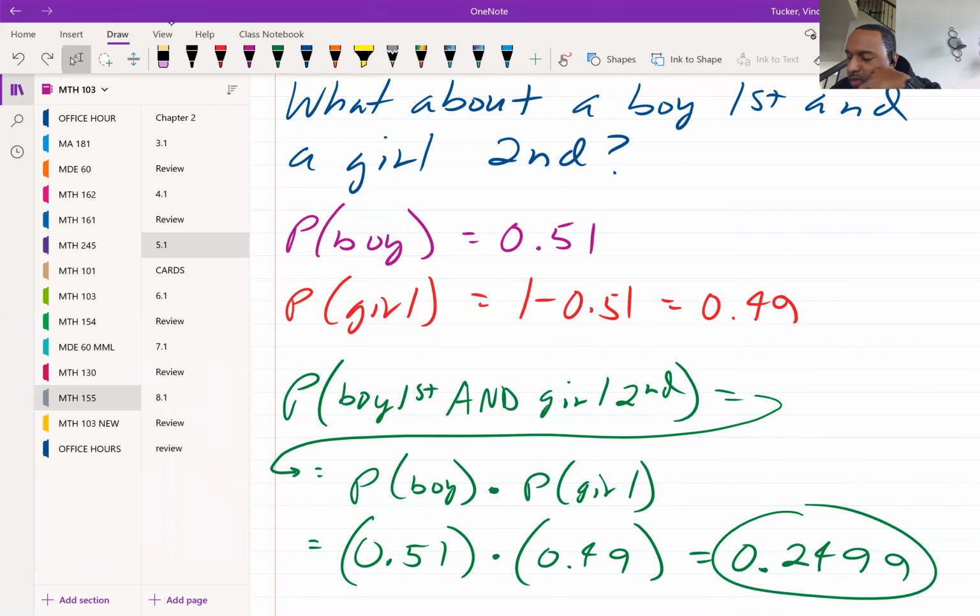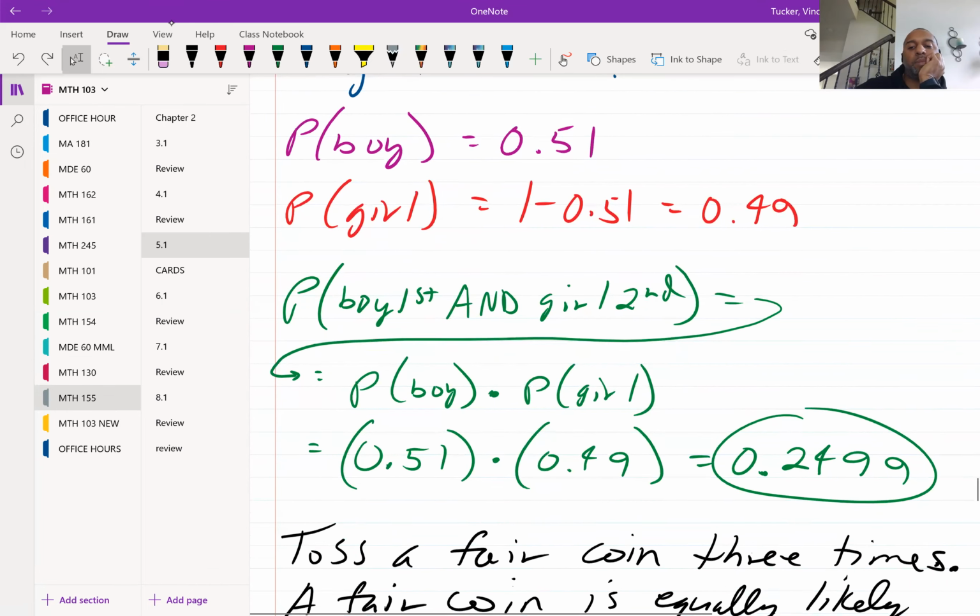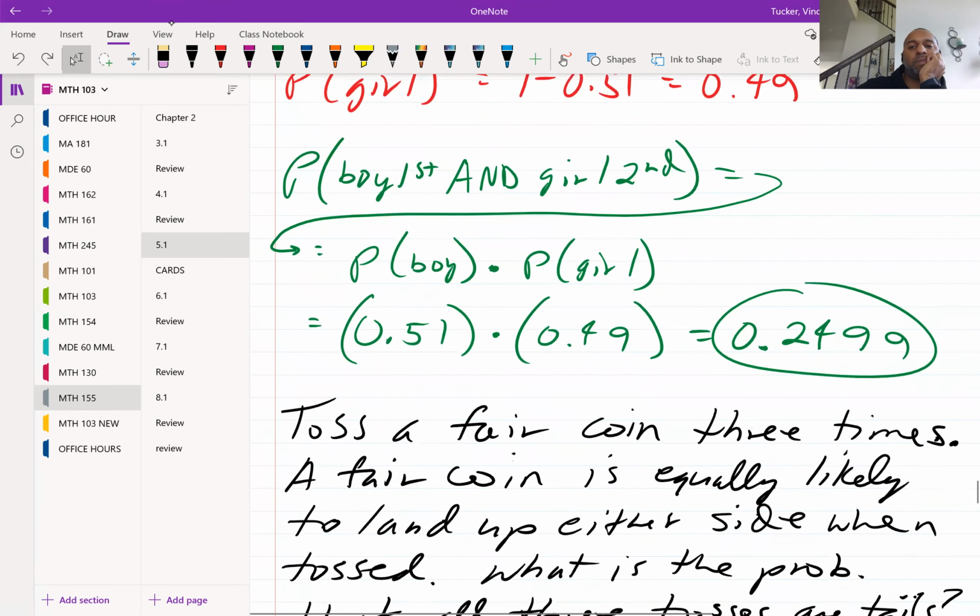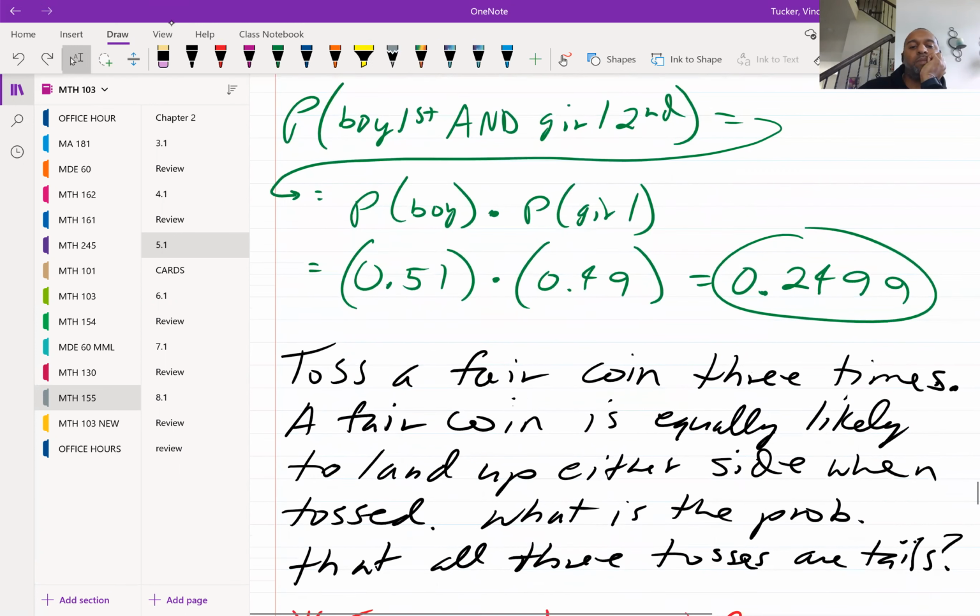All right. Questions? Any questions? Next one, toss a fair coin 3 times. A fair coin is equally likely to land up either side when tossed. What is the probability that all 3 tosses are tails?